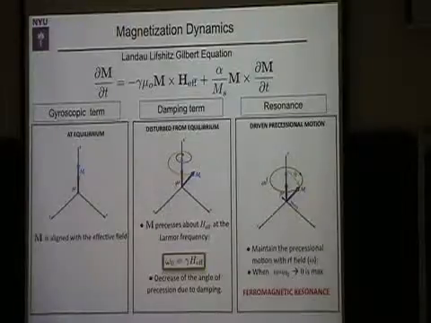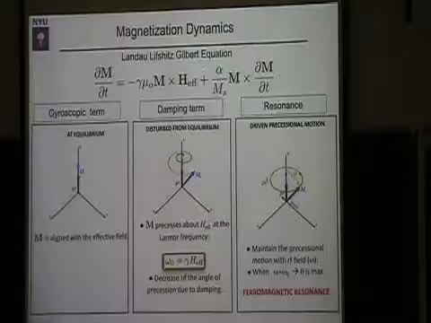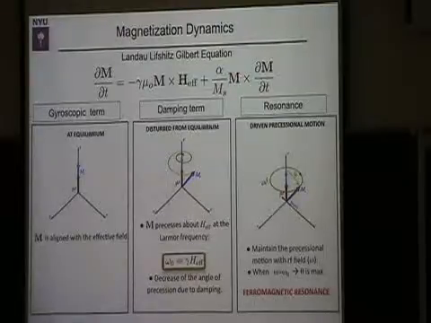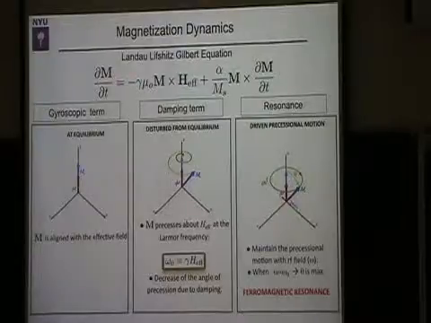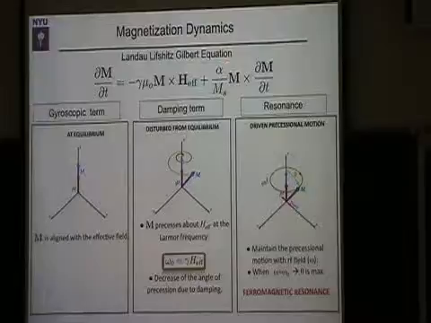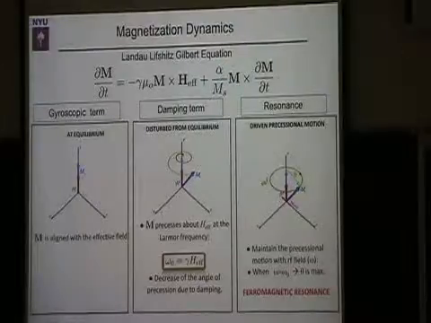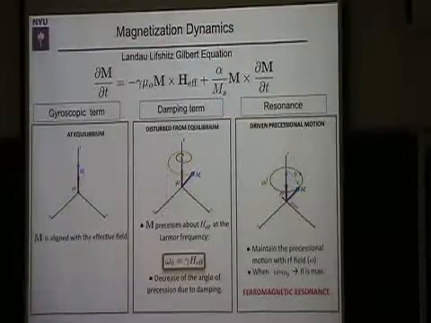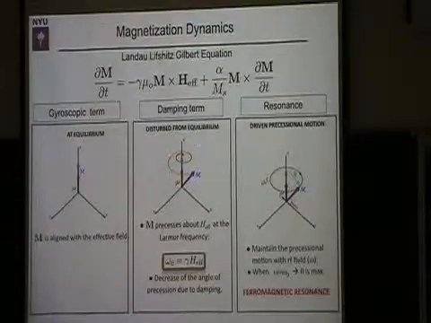So alpha is the dimensionless dissipation. This is M cross the rate of change of magnetization. And Landau and Lifshitz wrote down the dissipation as lambda M cross H effective. So in the small alpha limit, these are essentially equivalent. So what does this say?